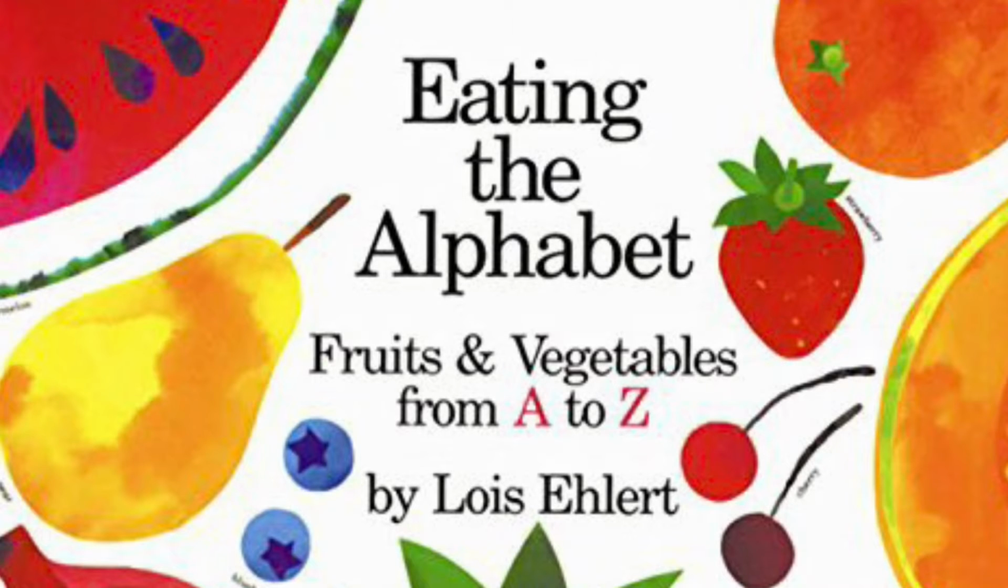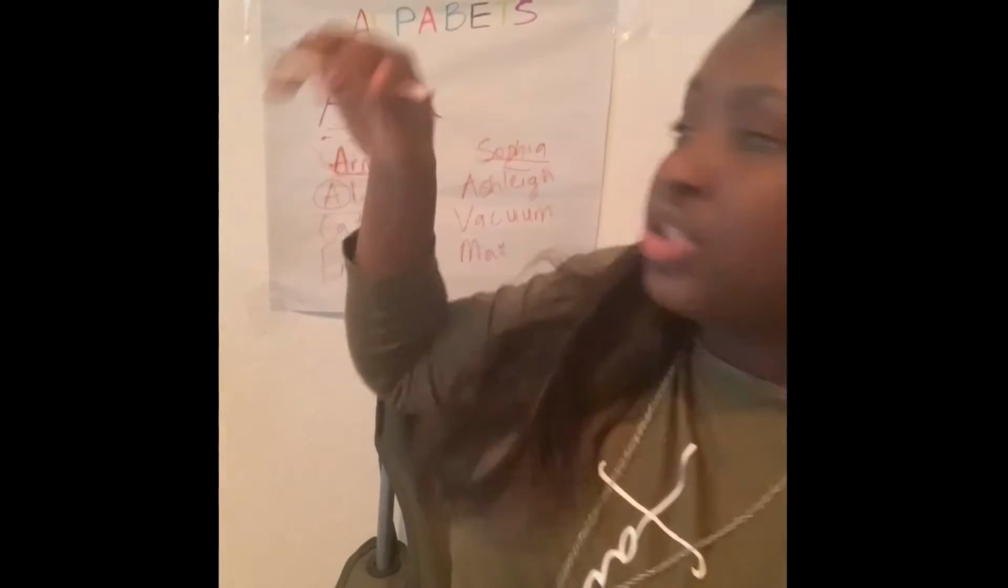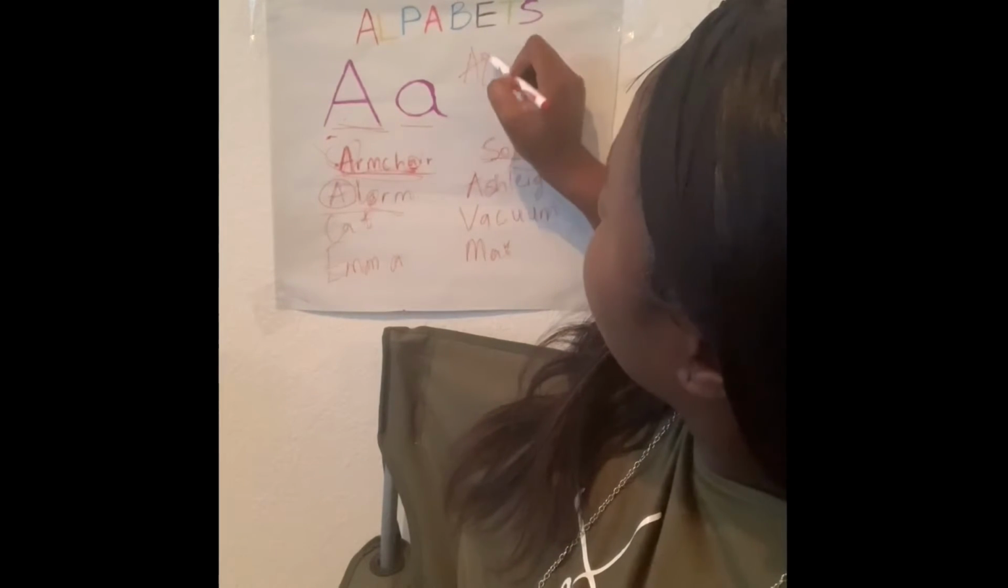Read the book Eating the Alphabet by Lois Ehlert, or you may play the YouTube video. The link is in the description box. The purpose of this book is to emphasize the uppercase letter A and the lowercase letter A. The first page starts with apple to zucchini. So there is a highlighted A right in front of an apple, so you can write that down too if you want. So let's say apple, and then you can revisit that later.